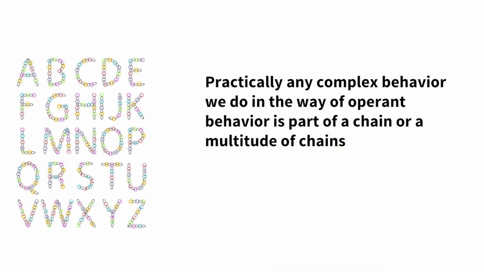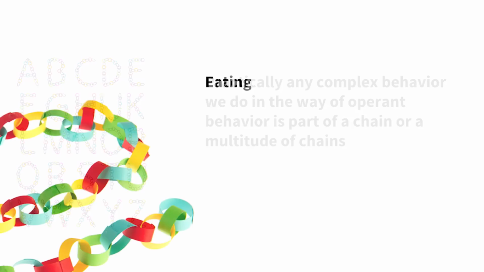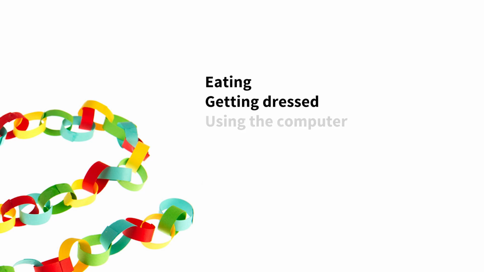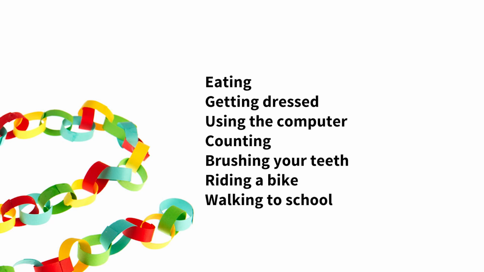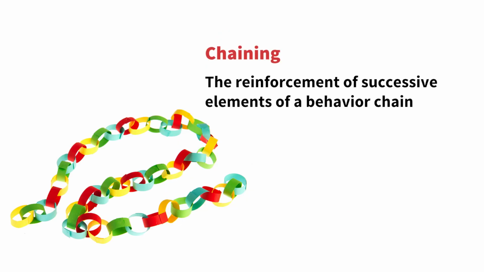Practically any complex behavior we do in the way of operant behavior is part of a chain or a multitude of chains. Eating, getting dressed, using the computer, counting, brushing your teeth, riding a bike, walking to school, and so on. Behavior chains are very important to all of us, as is the procedure for building chains, called chaining. Chaining is the reinforcement of successive elements of a behavior chain.